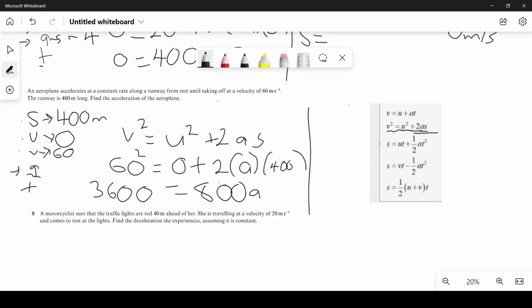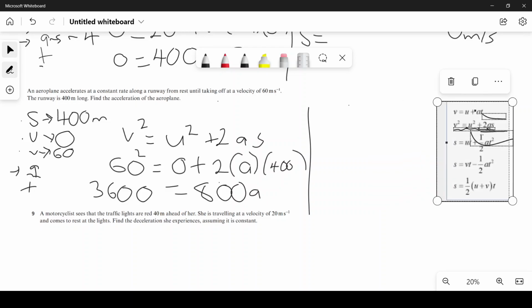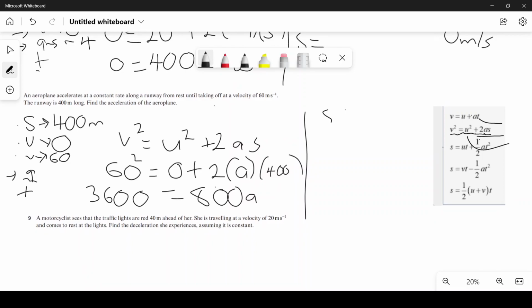800a is equal to 3600. Let's see how I would do that. 800a is equal to 3600. 800a equals 3600. Let's divide through.